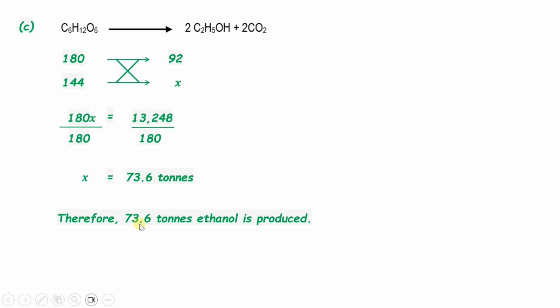So therefore 73.6 tons of ethanol is produced. This equation you have to write on your own and balance it, otherwise they will give you no marks for it, and they will only give you 2 marks for this.